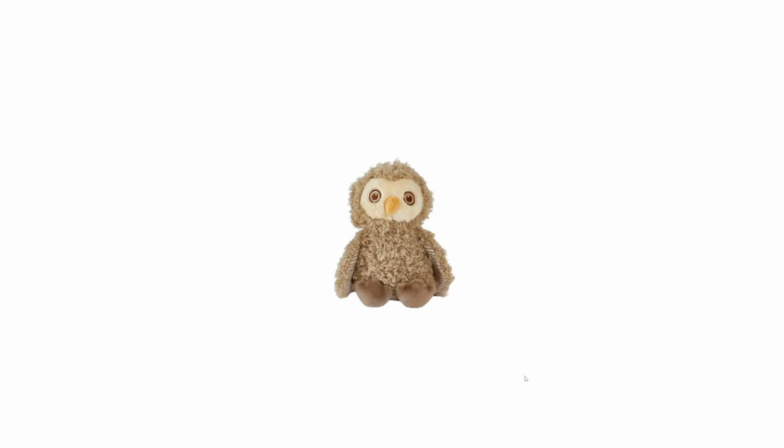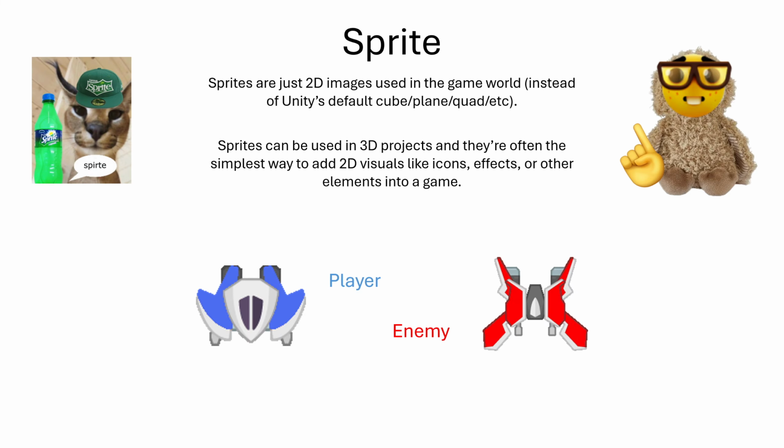Quick question. Do you know what sprites are? No? Okay, listen. In basic, sprites are 2D images that we can use in our Unity projects. Sprites can be used in both 2D and 3D projects, and they are often the simplest way to add 2D visuals like icons, effects, and other elements into a game.